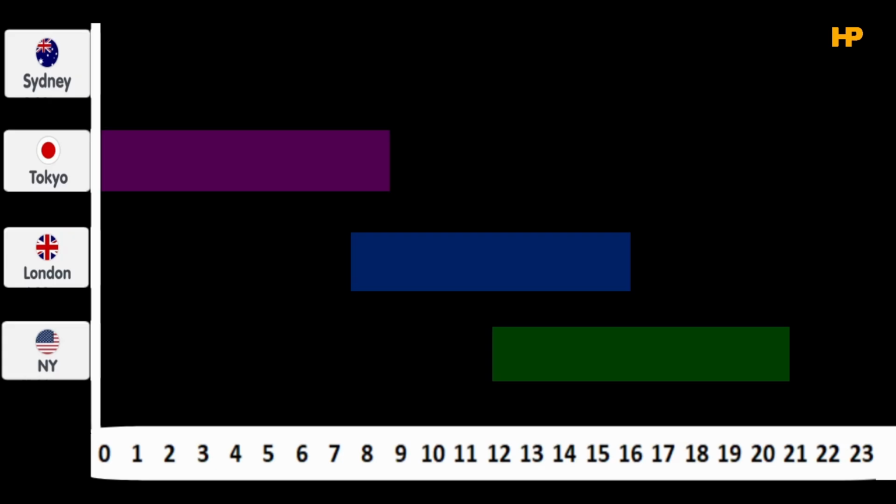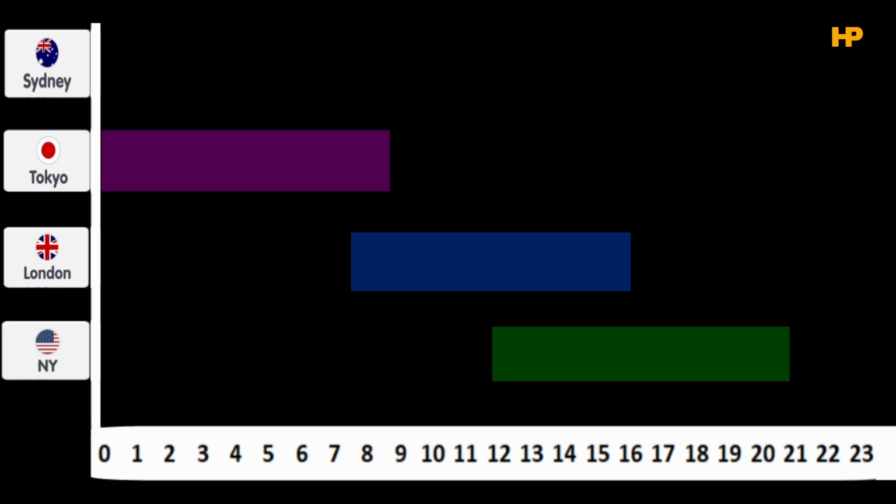Let's see the second, session overlaps. The London-New York overlap between 8 a.m. to 12 p.m. Eastern Standard Time is the market's peak, with tight spreads and high volume. The third, session closes. London close at 12 p.m. or New York close at 5 p.m. Eastern Standard Time can see final pushes or reversals as positions unwind.